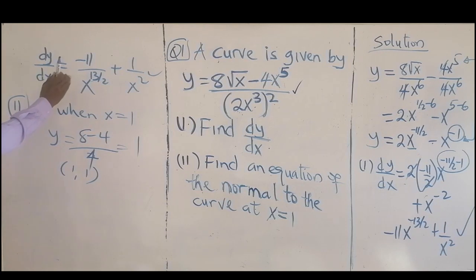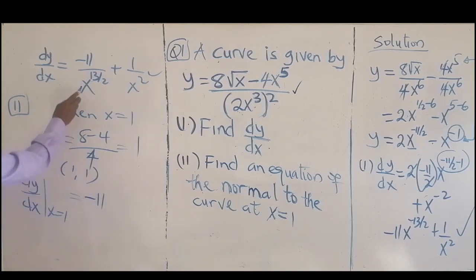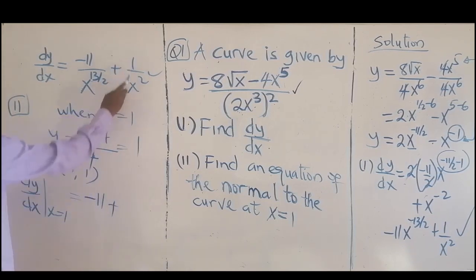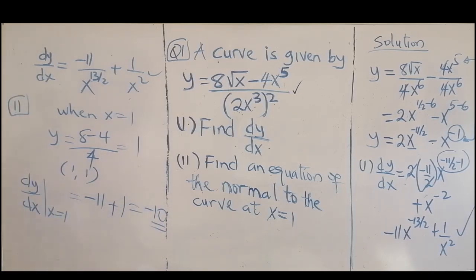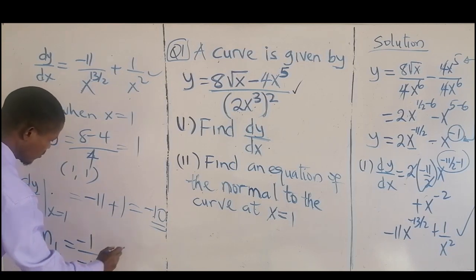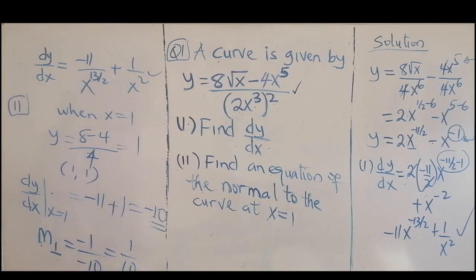Then we need to find the gradient. The gradient is what we got in here, but let's get the gradient at the point x equal to 1. x equal to 1 is going to give us minus 11. 1 to any power is 1. So plus 1 over 1. So the gradient is minus 10. That's the first thing we need to do before we can get the normal. Then we find the gradient of the normal, which is perpendicular to this. The gradient of the normal will be minus 1 over minus 10, that's equal to 1 over 10.